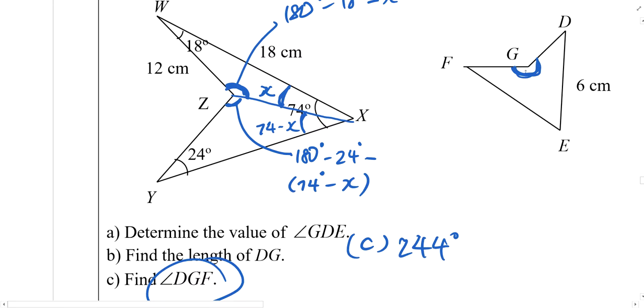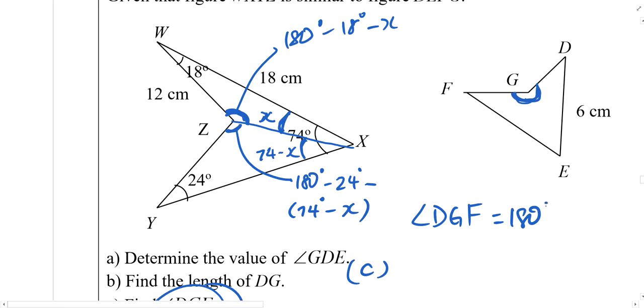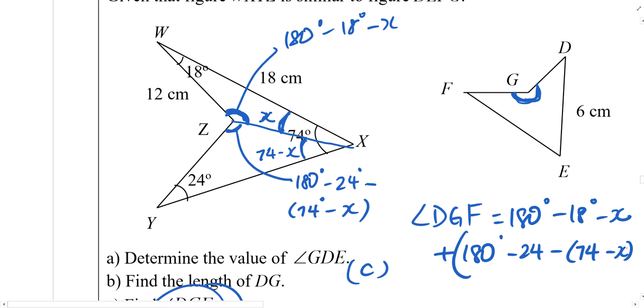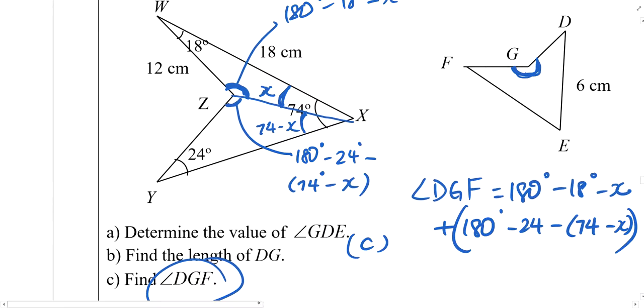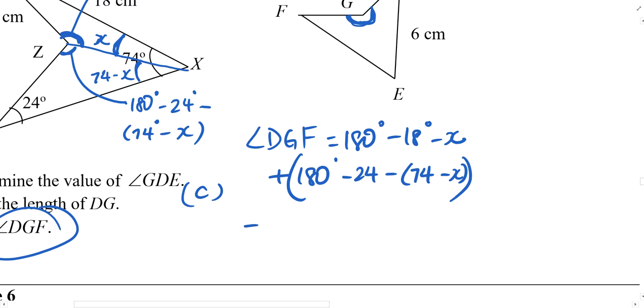angle DGF equals to, let's add them up, 180 degrees minus 18 minus x plus 180 minus 24 minus 74 minus x. So calculator, 180 minus all this stuff, you should get 244 degrees. Okay, has anybody tried? The x and x, they will just naturally cancel off.